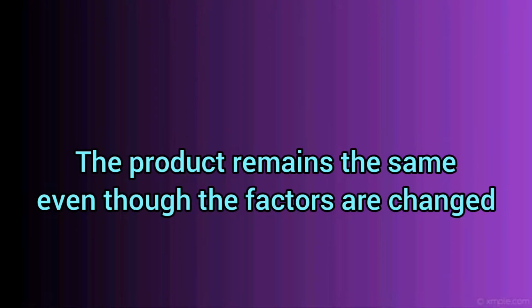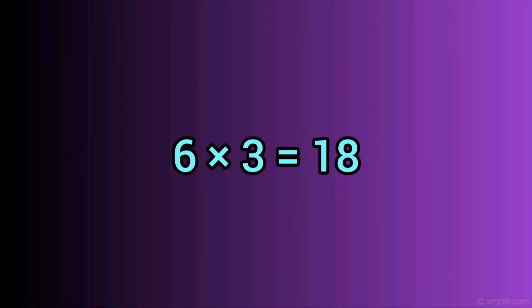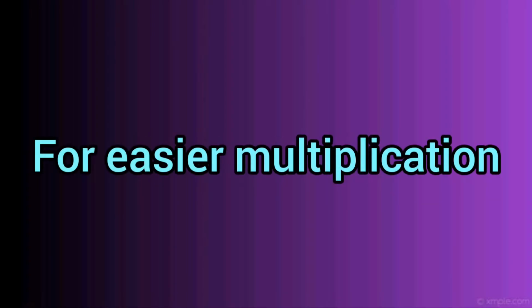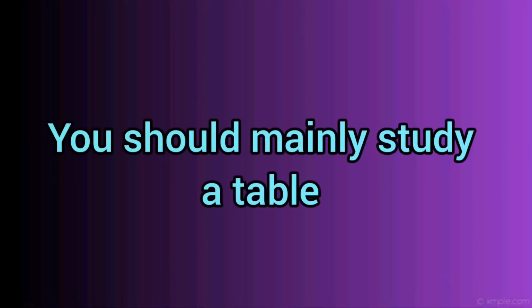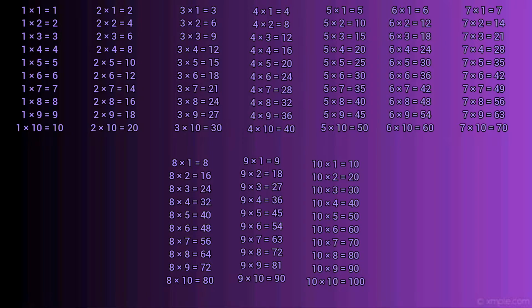The product remains the same even though the factors are changed. Example, 6 into 3 is equal to 18. 3 into 6 is equal to 18 also. For easier multiplication, you should mainly study a table like the table shown on the screen. Tables 1 to 10. Now remember, 1 to 10 is very important, so go ahead and take a screenshot so that you can start learning.